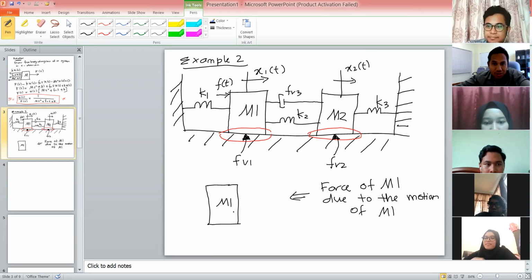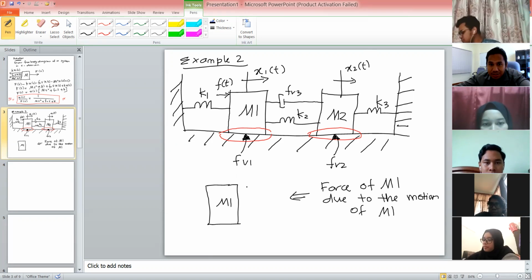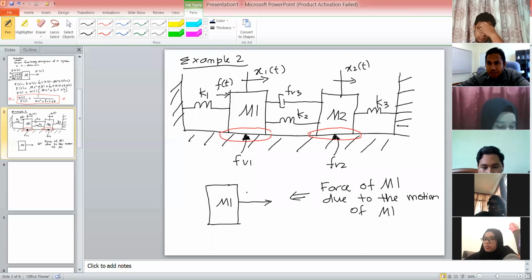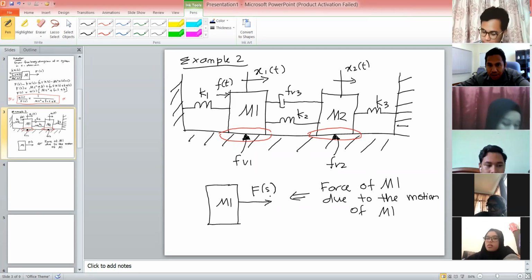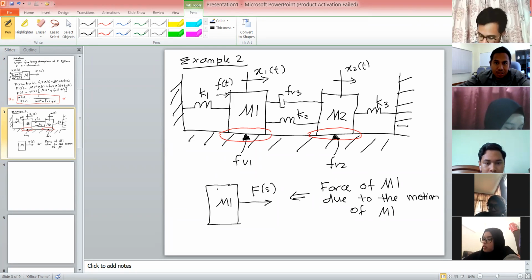What force here? First we have Ft in the forward direction. If we change Ft to the s domain, what does it become? Fs, yeah. And the rest of it is all in the reverse direction, right? So first, we have FV3 here.